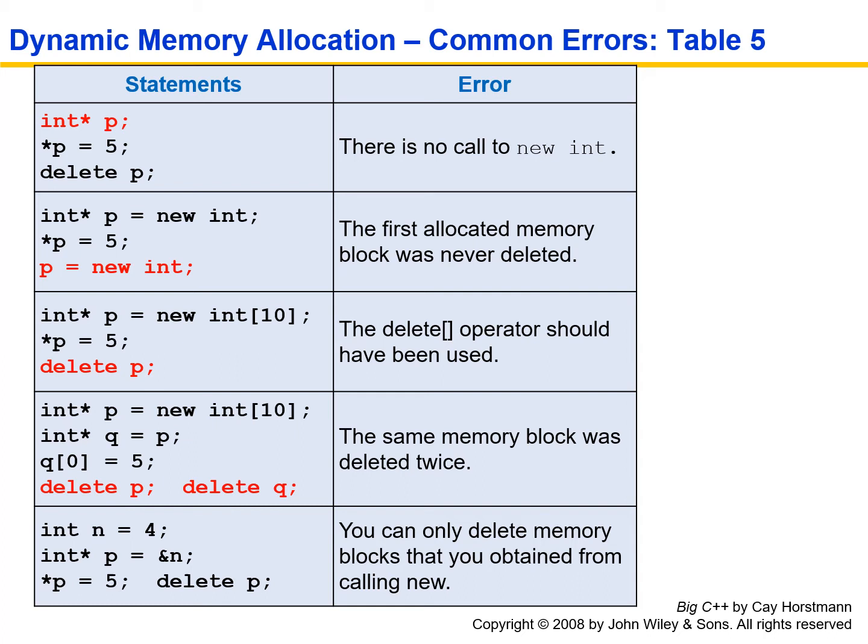In the fourth line here, p is created as a new int, q points to p. q does not get a new block of memory, so you can't delete q after you've deleted p. q and p both point to the same memory. You can't delete the same memory twice.